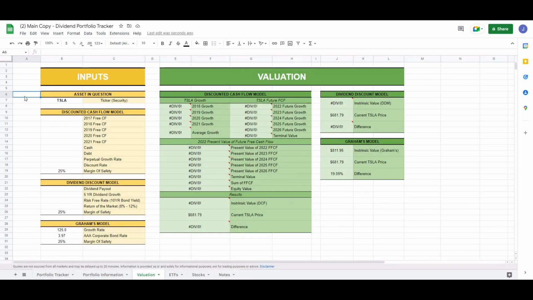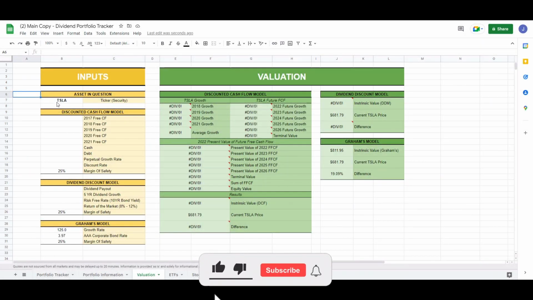Hey guys, it's James, and today I wanted to see if I could model Tesla or find the intrinsic value of Tesla at its current state.